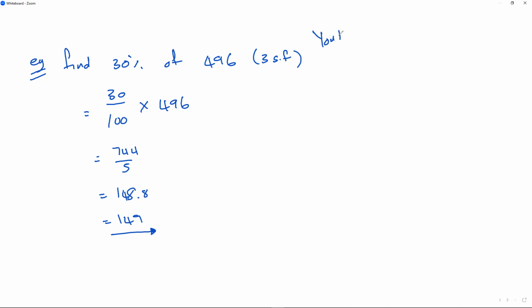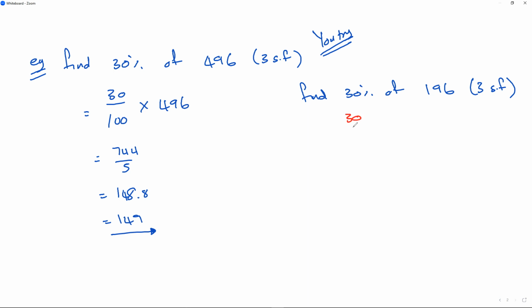All right, you try it now. And let's see if you can get the rounding correct as well. So I want you to find 30% of 196. Round it to three significant figures. Okay. Press pause. When you're done, press play. All right, let's go through this one now.